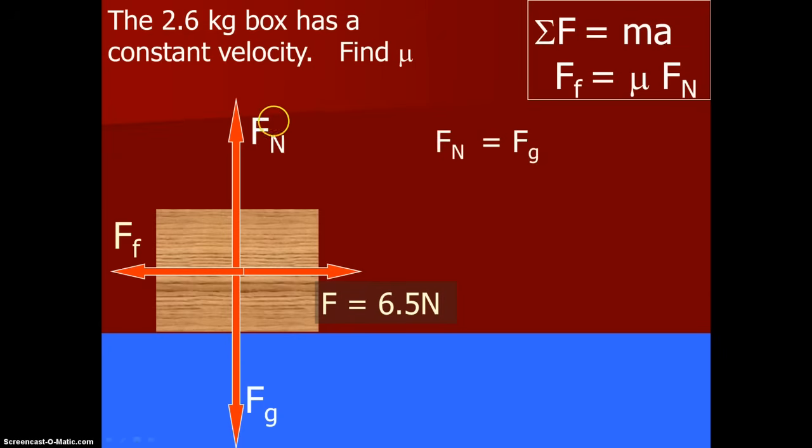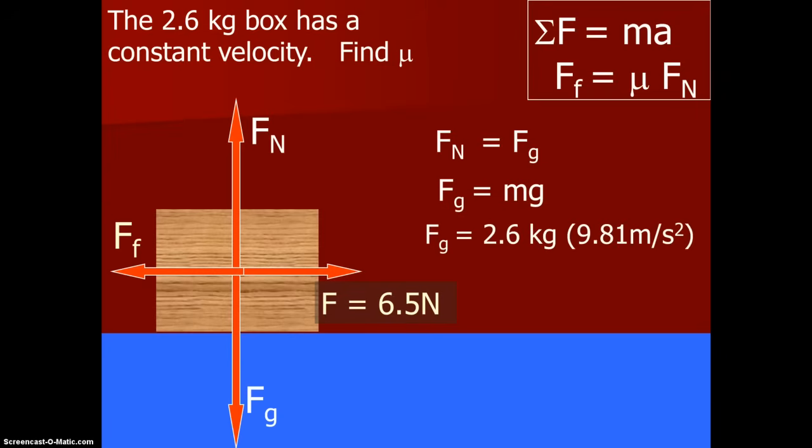So, since the box is not accelerating in the up-down direction, the normal force must be equal to the force of gravity. What's the force of gravity? mg. We have the mass of the box, 2.6 kilograms, multiplied by acceleration due to gravity, 9.81 meters per second every second, or meters per second squared. When you multiply those together, you get 25.5. Kilograms times meters per second squared are the units for the Newton. So we have 25.5 newtons.